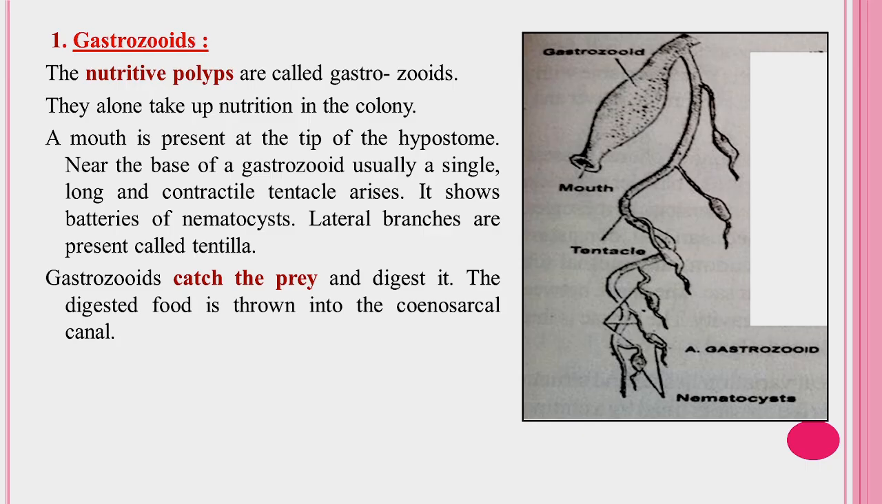Whenever an organism approaches these individuals, the tentacles capture it and put it into the mouth of the colony. Here it consists of many lateral branches. These tiny lateral branches are called tentilla, and the gastrozooids are involved in the catching of prey and the digestion of the prey, and the digested food circulates into the sinosarcal canal. The entire activity is performed by the gastrozooids.